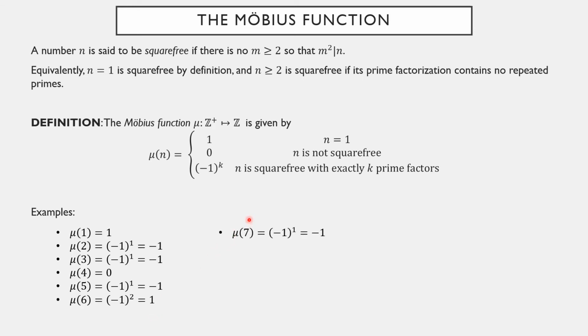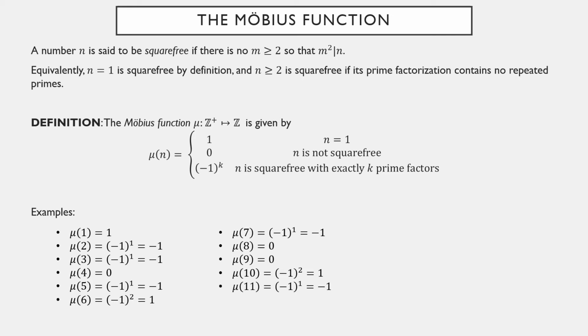7 is square-free, and it has 1 prime factor. Negative 1 to the first is minus 1. 8 is not square-free because we can factor 4 out of it, so mu of 8 is 0. 9 is not square-free. I can factor 9 out of it, so mu of 9 is 0. 10 is square-free, and it has 2 prime factors, 2 and 5. So mu of 10 is negative 1 squared, which is positive 1.